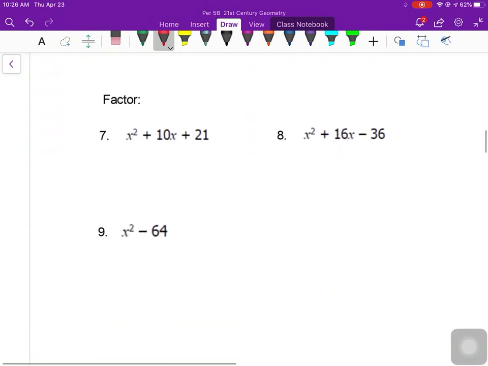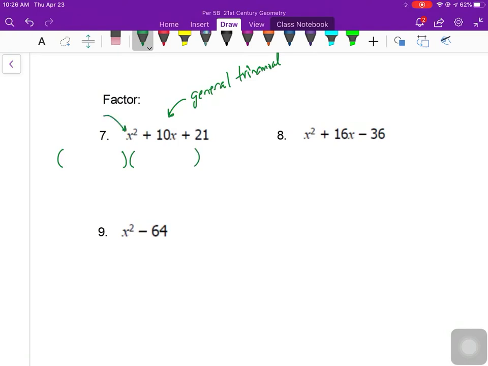Let's do the reverse of multiplying. And this is called factoring. This first one is something called a general trinomial. In a general trinomial, you're actually trying to undo a FOIL process. You make 2 sets of parentheses.